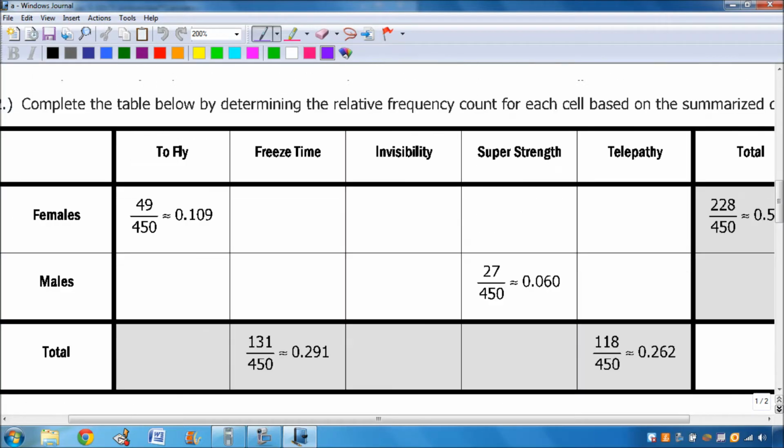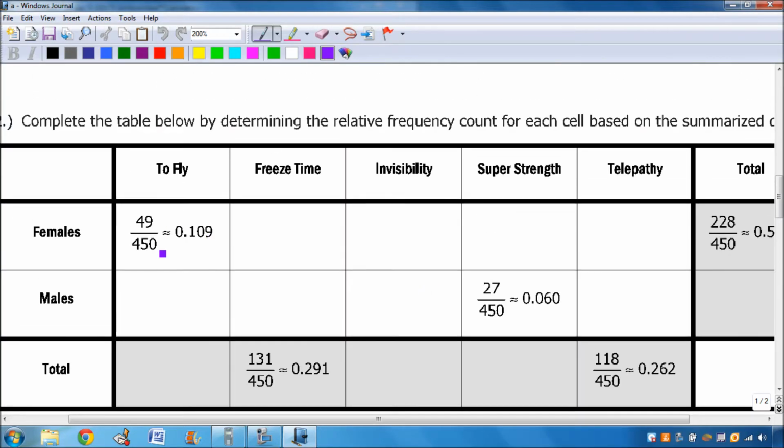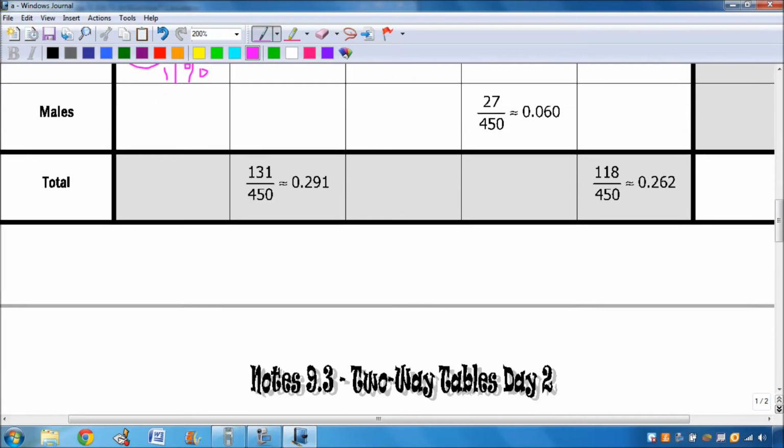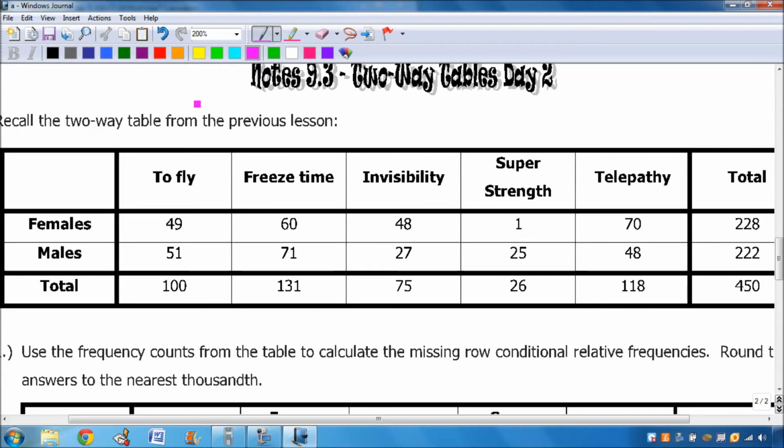Remember in question number 2 on the previous page of our notes, we figured out that this right here means that about 11% of everyone that was surveyed, because this is out of 350, were females that chose to fly. But it might be interesting to figure out, well, out of all the people that were females, out of all the girls that were surveyed, what percentage of those people chose to fly? Okay, so that's what we're going to figure out in number 1.